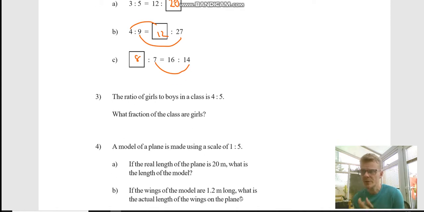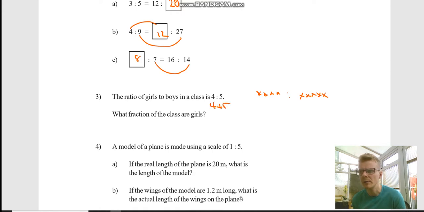So next one talks about fractions. So the ratio of boys to girls in class is 4 to 5, so we've got 4 things on one side of the ratio and 5 things on the other. So how many things have we got in total? Well, I've got 9. Okay, so let's just add the two things together. So I've got 9 things in total.